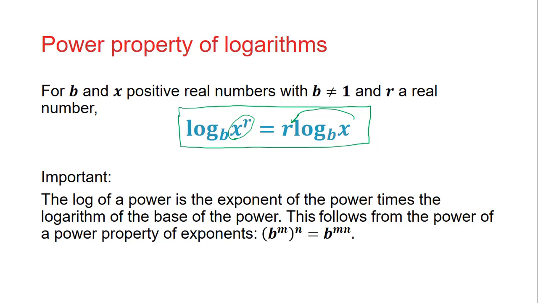Now this property comes from the power property of exponents that says b to the m all raised to the n is equivalent to b to the m times n, right? When I have an exponential expression raised to another exponent, I can multiply those exponents. So this property states that the log of a power is the exponent of the power times the log of the base of the power.